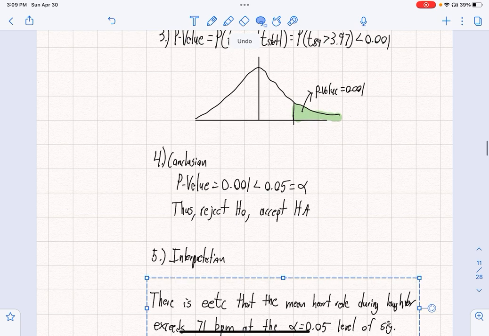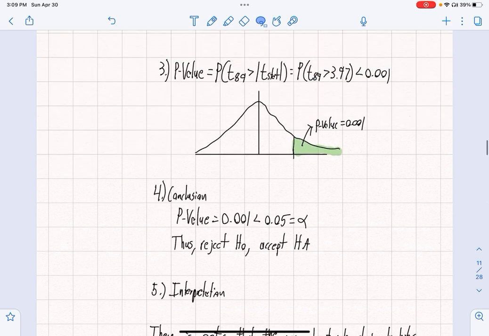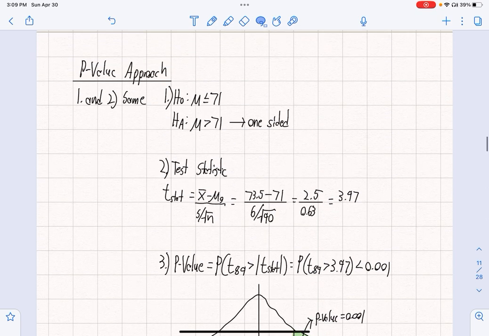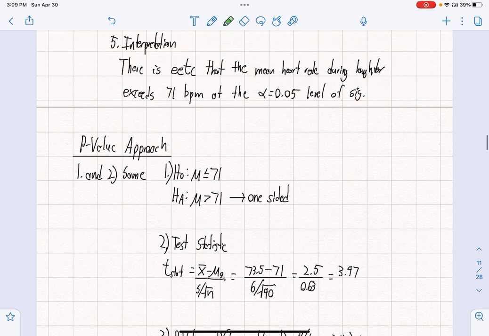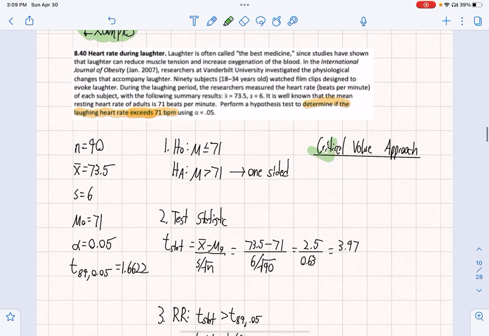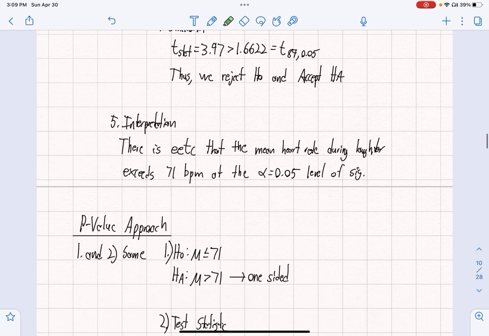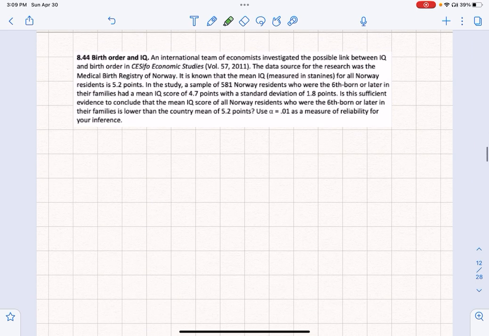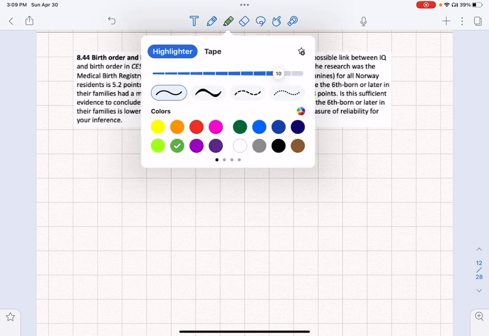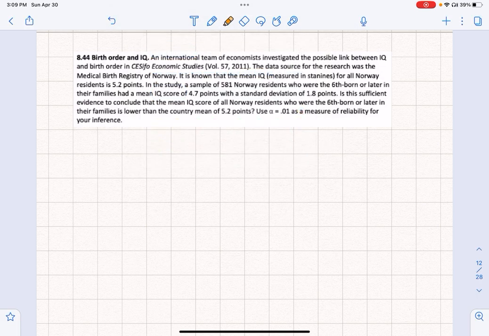And so these things should agree with each other every time, and it does, right? We rejected the null hypothesis with both the p-value approach and the critical value approach. Okay, let's do another example. Now, if you feel comfortable already giving this a try before seeing me work through it, that's great. If not, let's go ahead and work through another one.